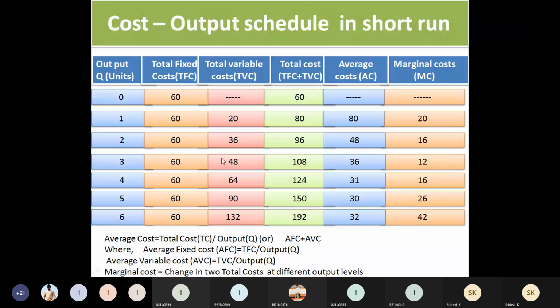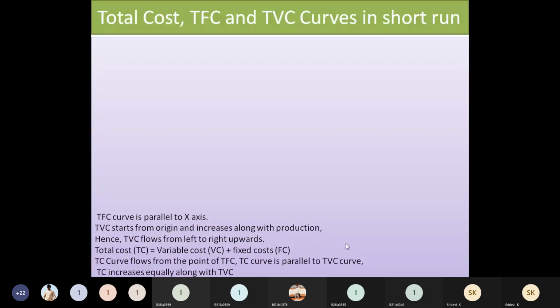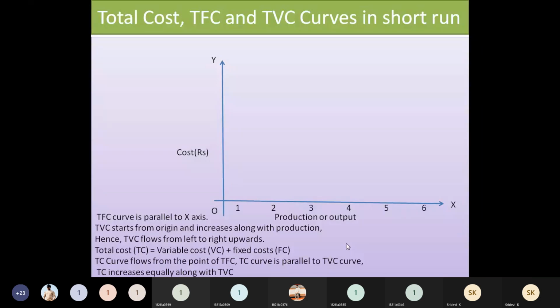So the same thing we are going to show in the graphs. So let us see how it can be drawn. I am showing in one graph the total cost, total fixed cost, and total variable cost curves. See, on the x-axis you take the output as usual, and on the y-axis cost, and you take from 1 to 6 units of output on the x-axis.